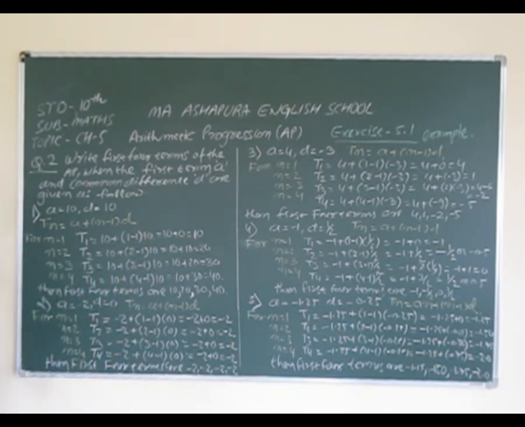Now n is equal to 2. Therefore T2 is equal to 10 plus 2 minus 1 into 10. 2 minus 1 is equal to 1 and 1 ten is 10. So 10 plus 10 is equal to 20.